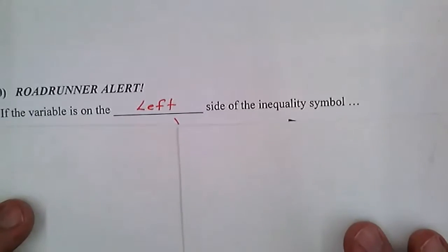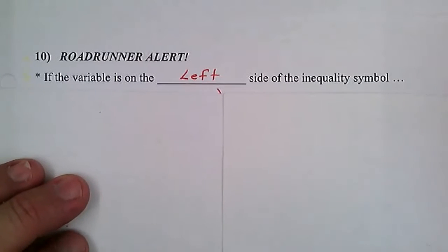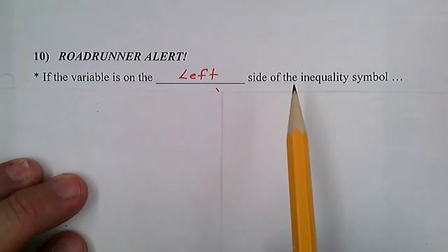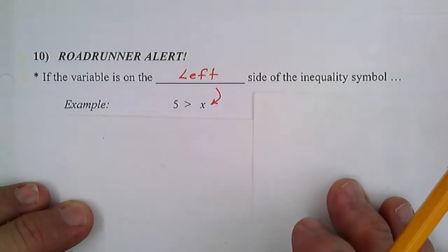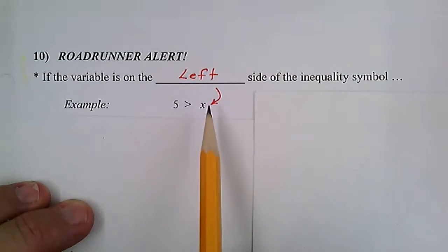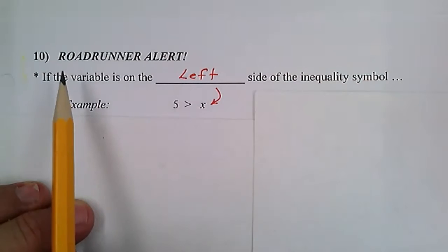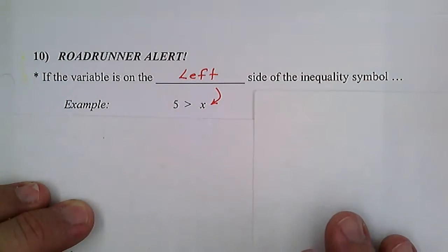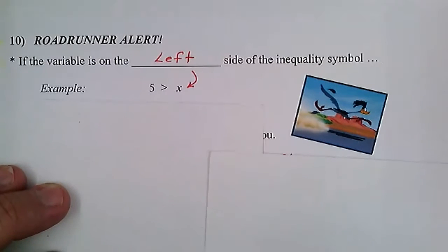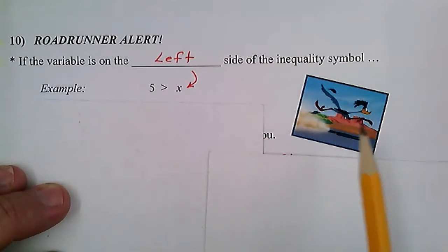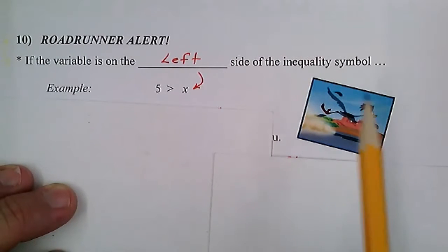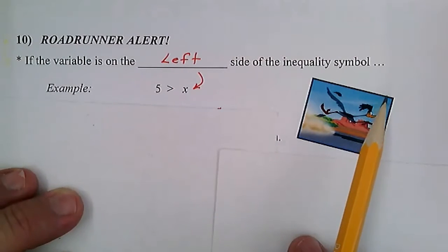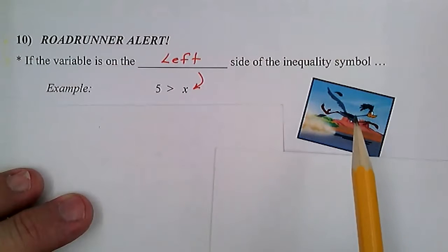Okay. So if your variable is on the right side, then I call this a Roadrunner alert. Now what the heck do I mean by a Roadrunner alert? You guys know who the Roadrunner is right here? In fact, I'm going to show you just a quick little short example of this cartoon. It's amazing to me, some students have never watched a Roadrunner cartoon. So let me show you a Roadrunner cartoon.